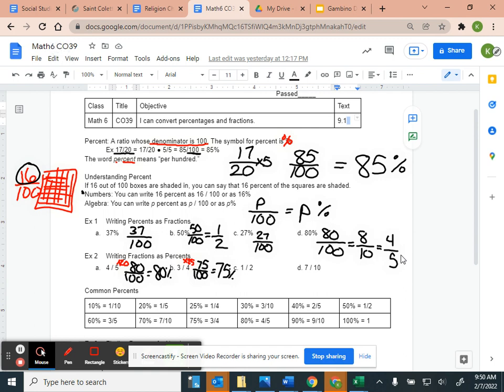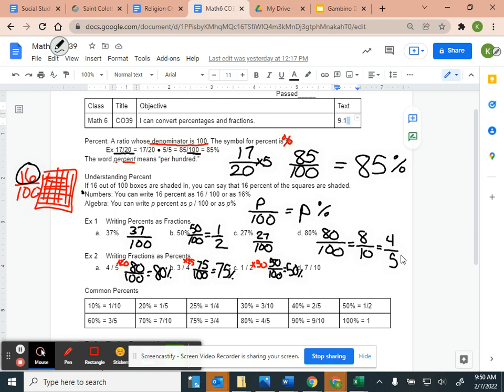So if we look at C, 1/2, what do I have to multiply the 2 by to get to 100? What do I multiply a 2 by to get to 100, Brielle? I multiply it by 50. 2 times 50 is 100. 1 times 50 is 50. So what percentage is it, Brielle? 50%.